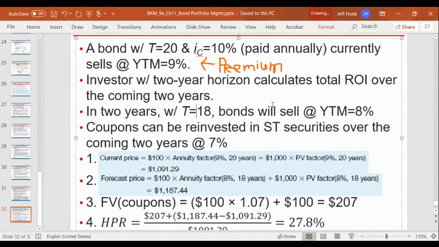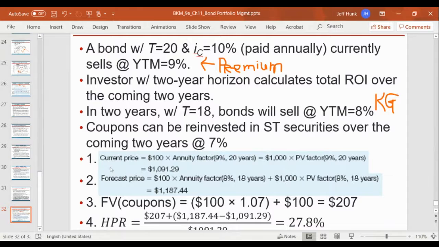And again, if the rate will go down, what can you expect? The coupon is 10% and yield to maturity is 9%, so it's already a premium bond, right? But the yield is going to go down much lower. What can you expect now? Of course, there will be serious capital gains, right? You can tell already. Coupons can be reinvested in short-term securities over the coming 2 years at 7%.